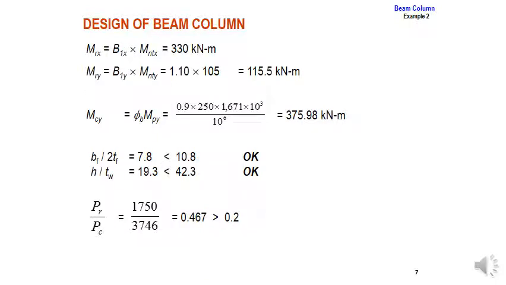So only the no sway case. Then you have the no translation case, so you have Mrx equal to B1x into Mntx and Mry will be equal to B1y into Mnty. So you are getting your answer as 115.5 and 330 kilonewton meter. Corresponding to that, you can calculate your capacity Mcy, and the rest of the checks will remain the same for the compact section. And finally, you are getting your ratio checking: Pr over Pc is equal to 0.467. It is greater than 0.2.